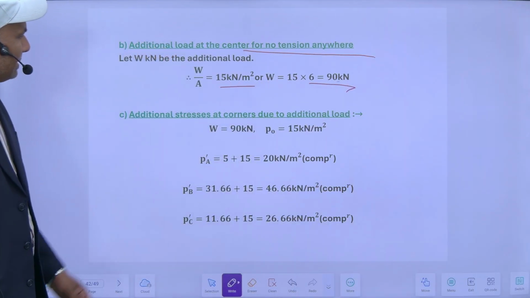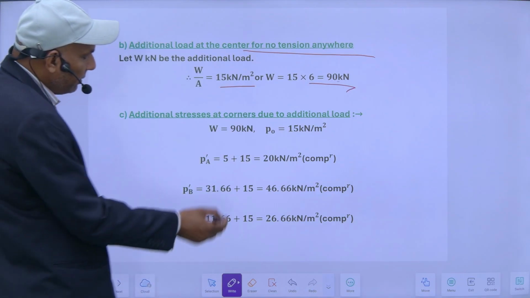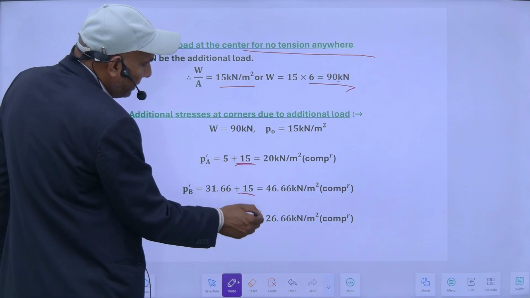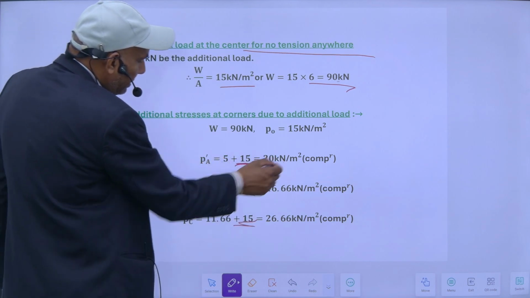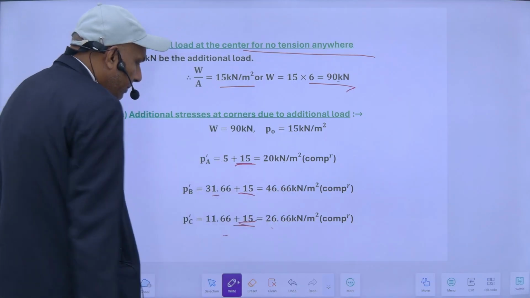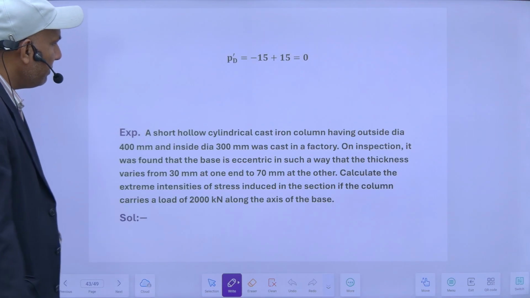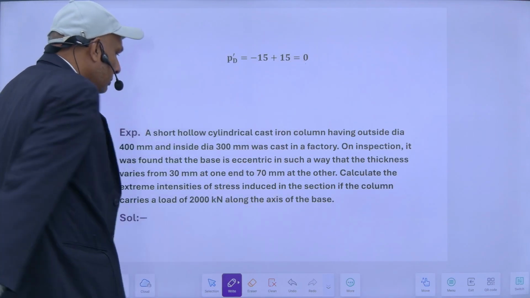So additional stress at all corners means there will be an increase of 15 kilonewton per meter square at all the corners. So the previous stress 5 plus 15, this plus 15, this plus 15 will be there, and at D obviously it will be 0. So this is the question.